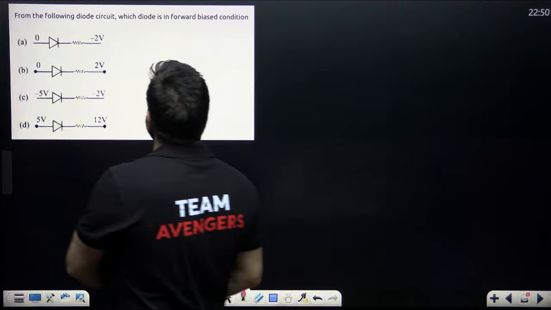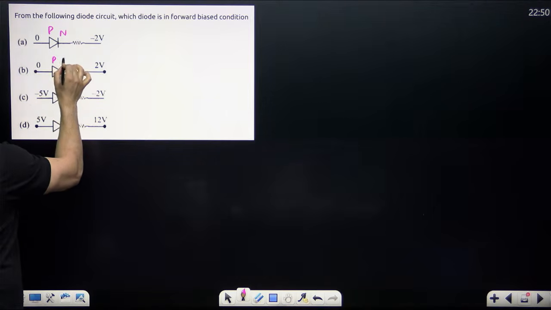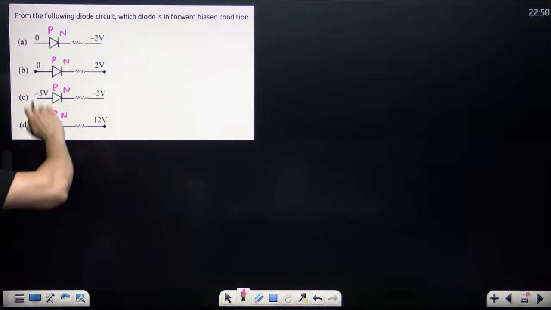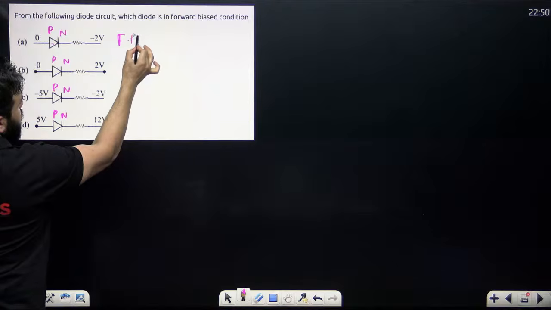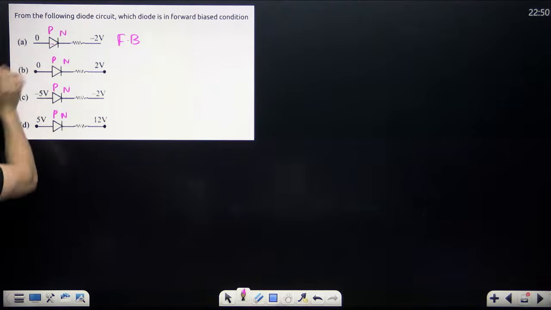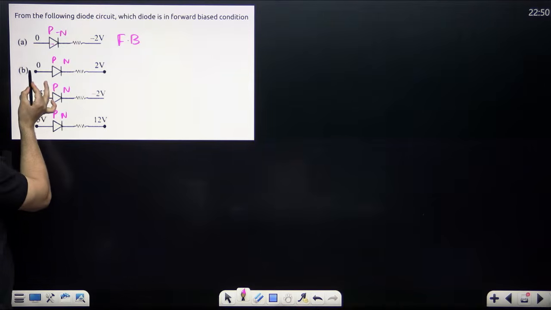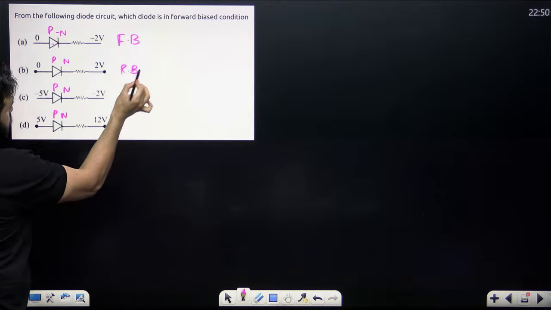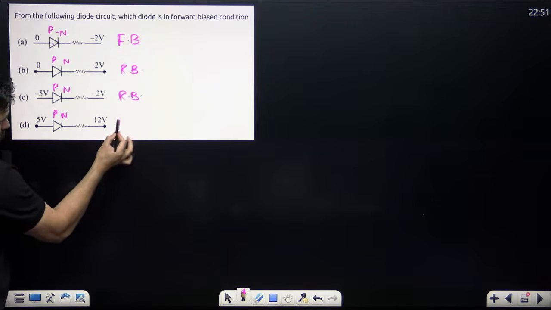Which of the diodes is in the forward bias condition? This is PN, this is PN. Forward bias. This is connected to 0. This is connected to -2. This is forward bias, because P is connected to higher potential and N is connected to lower potential. In the other, P is connected to lower and N is connected to higher. Reverse bias.